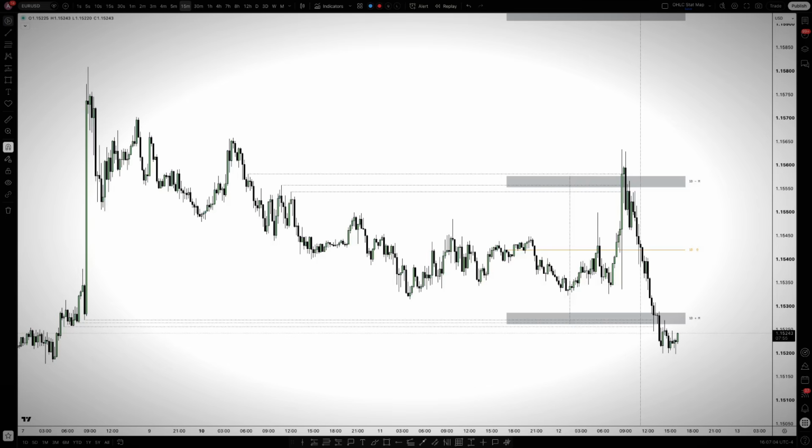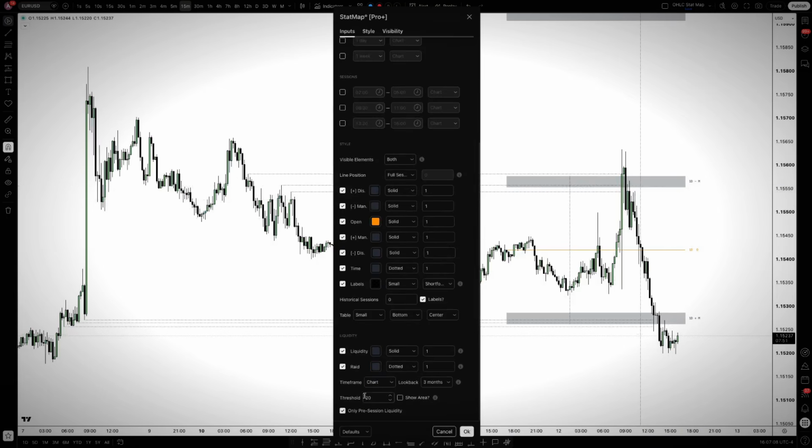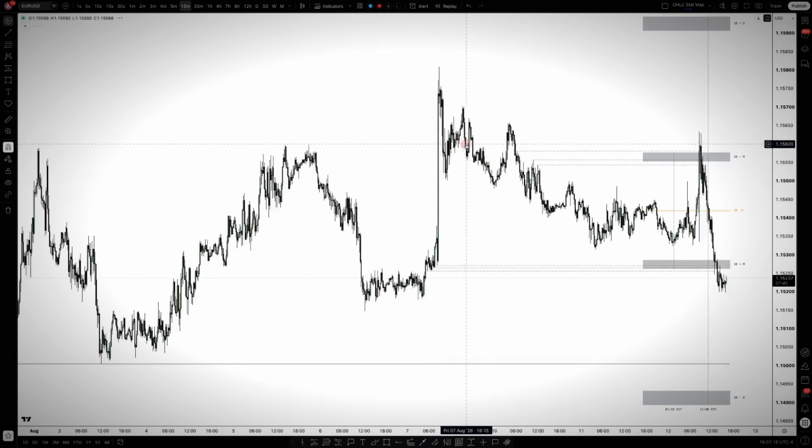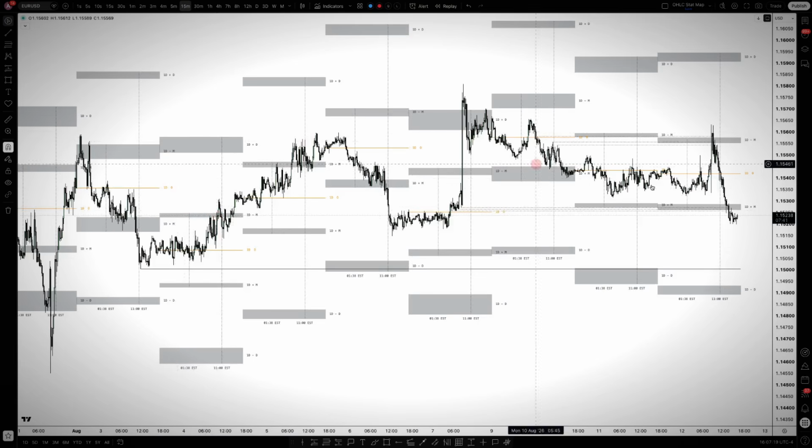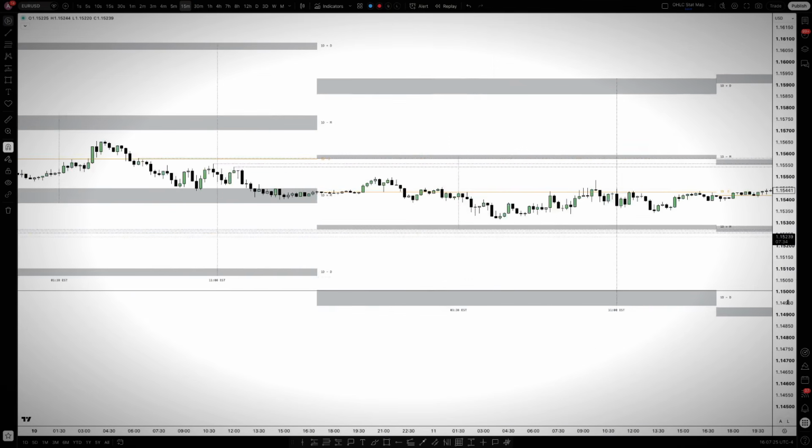Third rule is I want you guys to be able to actually backtest this on your own. So you see there's historical sessions here. Toss this on to like 40. Go back and just look at price action, right? And see how price has reacted to specific profiles on the day.